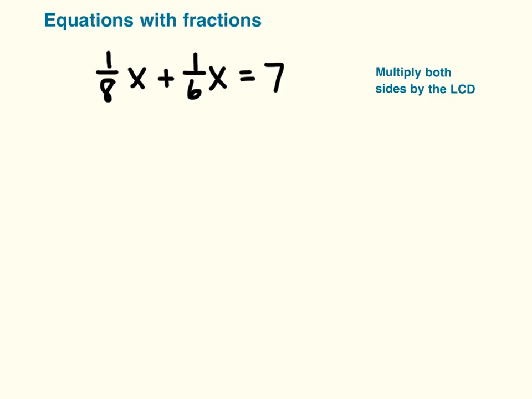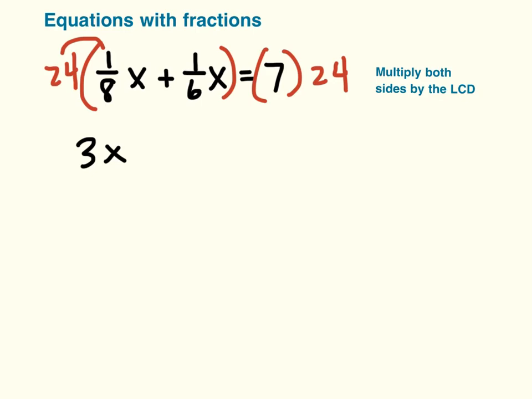Well, that would be 24. So I'm going to multiply both sides by 24. And watch how that helps me. Whenever I multiply this 24 times 1/8, well, that's the same thing as just 24 divided by 8. Okay, so 24 divided by 8 is 3. So I have 3x. And 24 divided by 6 is the same thing as 24 times 1/6. So 24 divided by 6 is 4x.